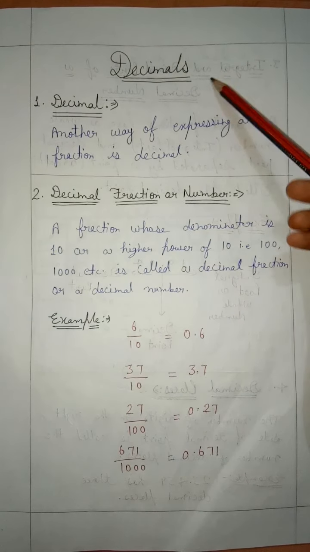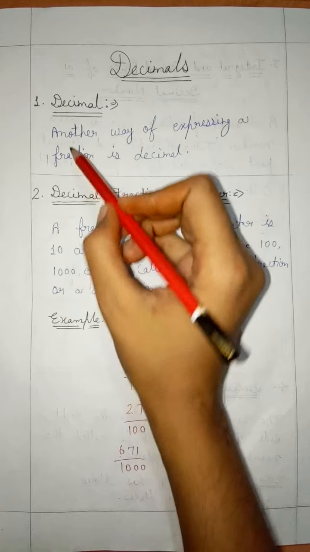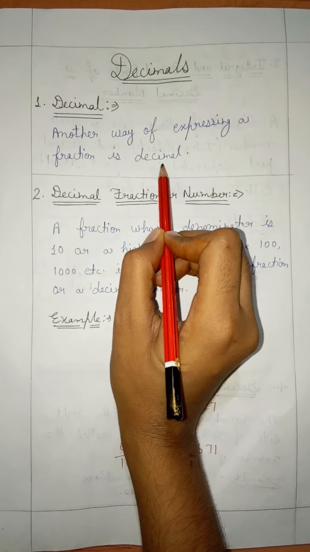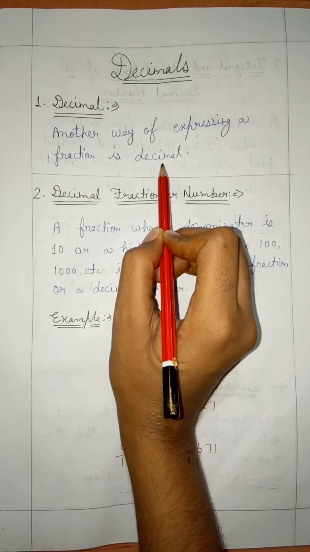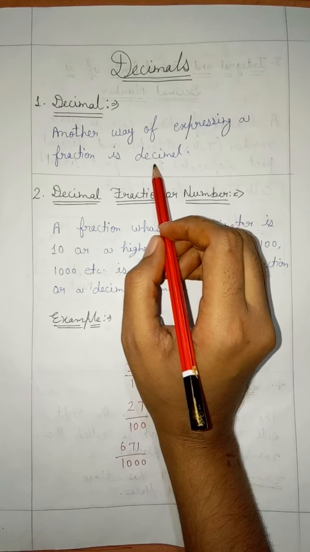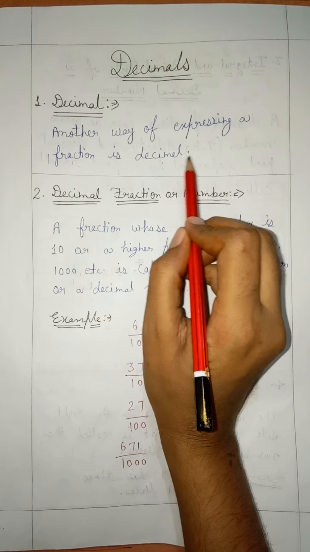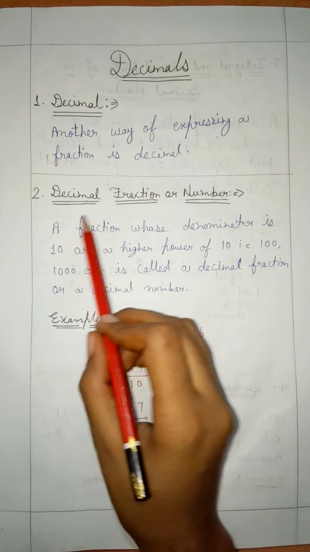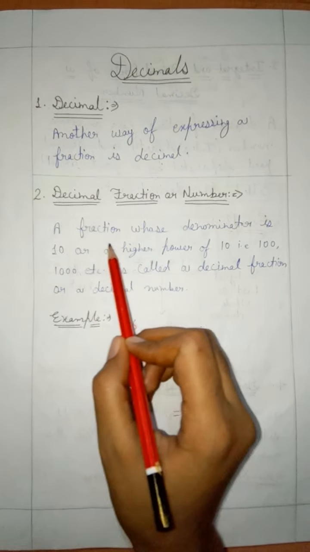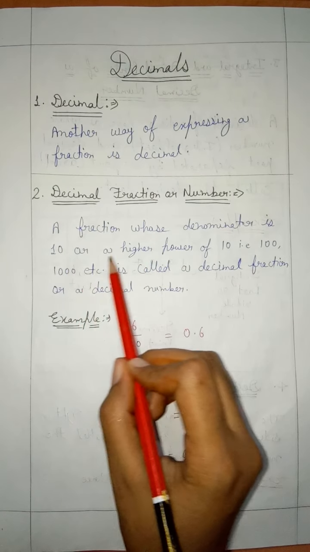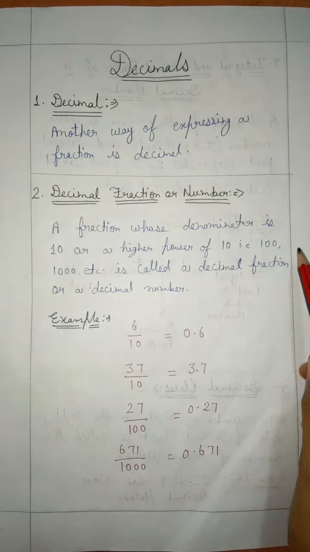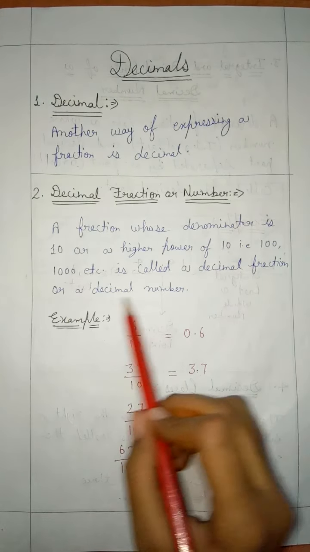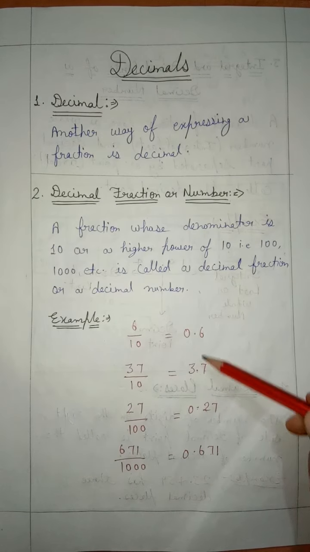So our topic is decimal. First one is decimals. Another way of expressing a fraction is known as a decimal. In other words, we can say that a fraction with the denominator 10, 100 or 1000 is known as a decimal. A fraction whose denominator is 10 or a higher power of 10, like 100, 1000, etc., is called a decimal fraction or a decimal number. Here some examples are given.